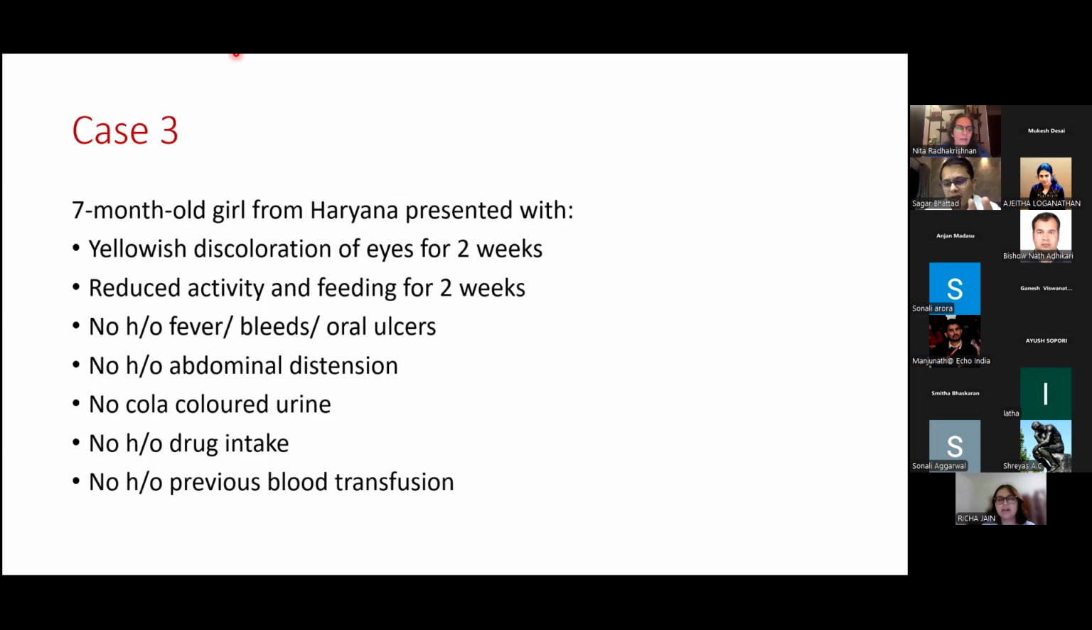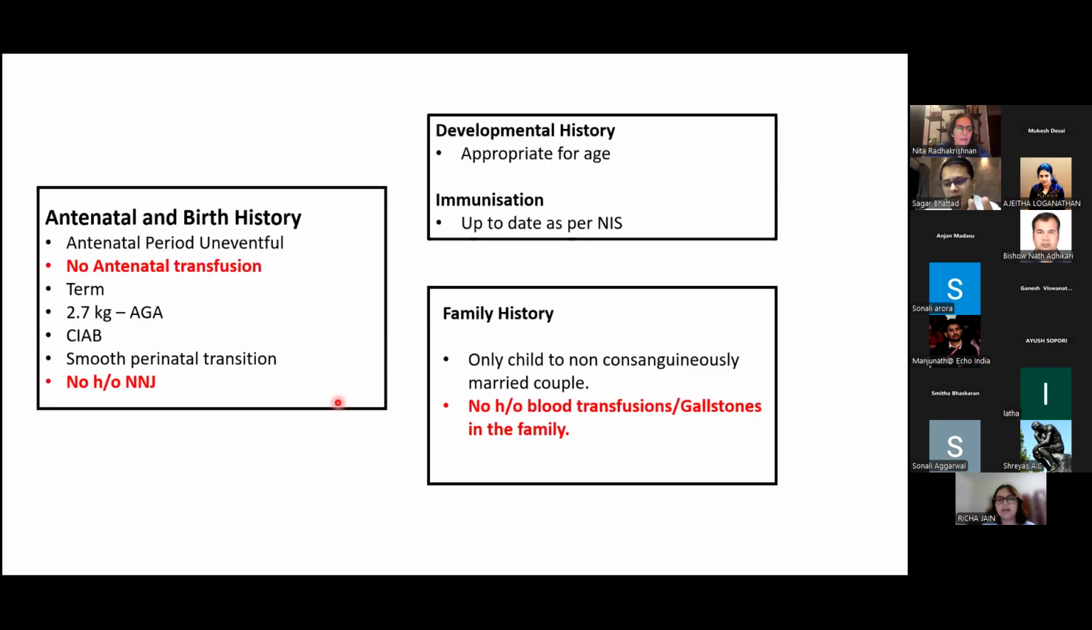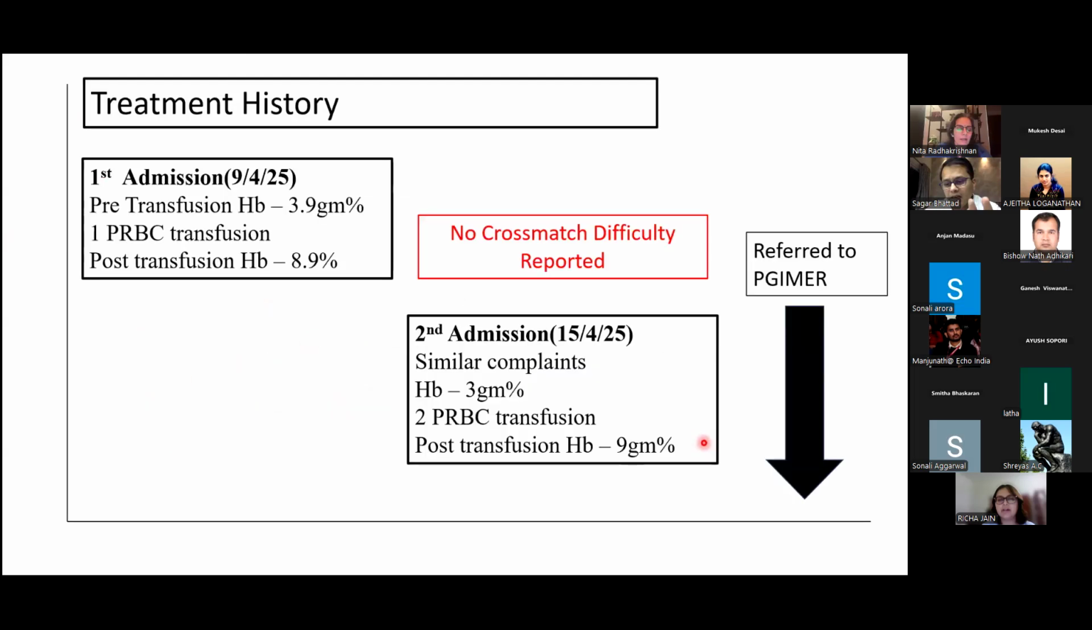So very quickly and briefly we will talk about case 3. She was another complicated 7-month-old girl who presented with a 2-week history of jaundice, reduced activity, and reduced feeding. However, there was no fever, bleeds, oral ulcers, no abdominal distension or high colored urine, no drug intake, no transfusions. Antenatally, she had a totally uneventful history, a normal weight baby, no jaundice, and no history of transfusions in the family.